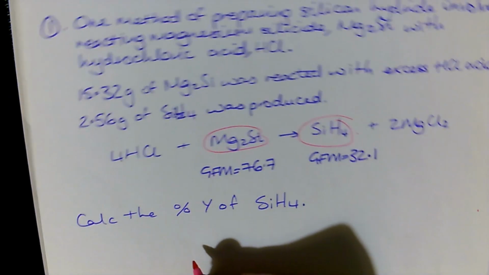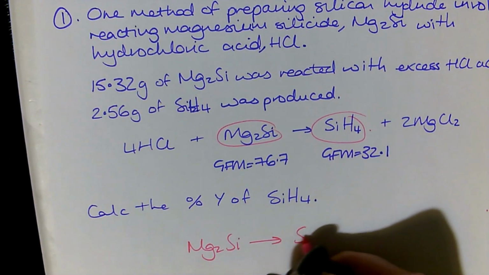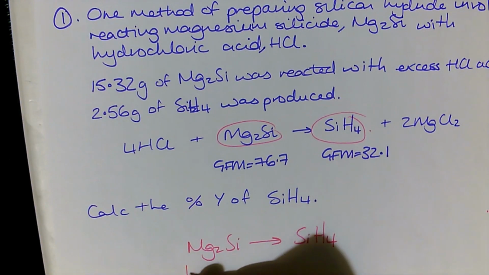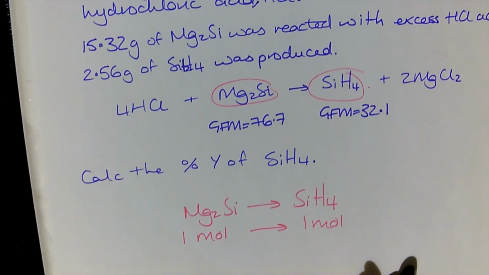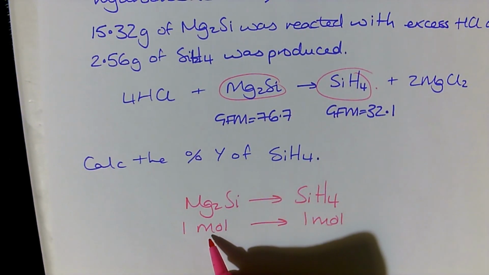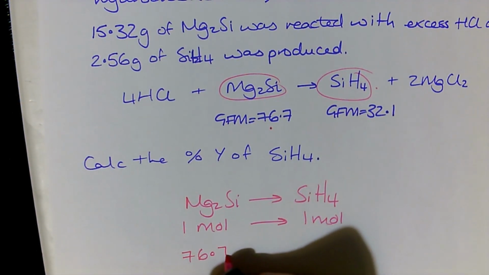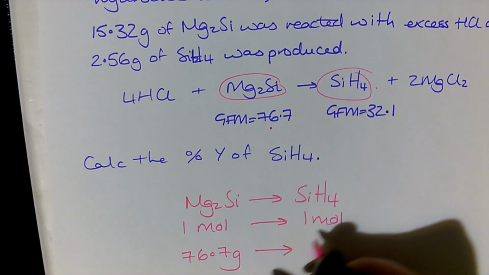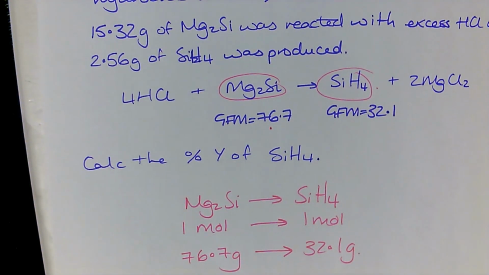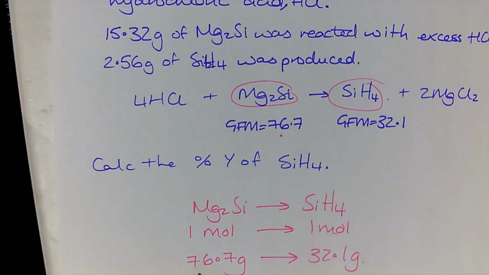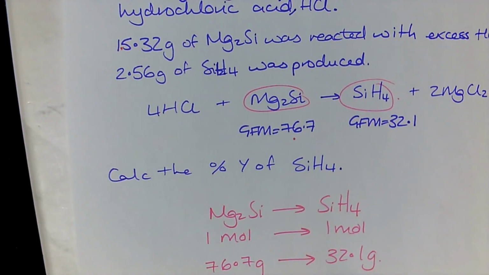So the first thing I'm going to do is write that out here again. It is a 1 mole to 1 mole ratio. Okay, I know that the mass of 1 mole is the gram formula mass, so here I have 76.7 grams of magnesium silicide, which produced 32.1 grams of silicon hydride. However, I'm not putting in 76.7 grams, I'm only putting in 15.32 grams.